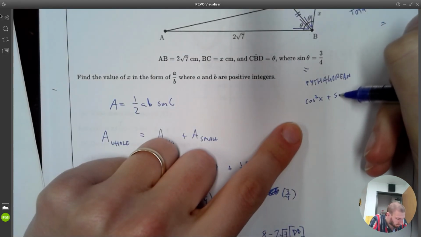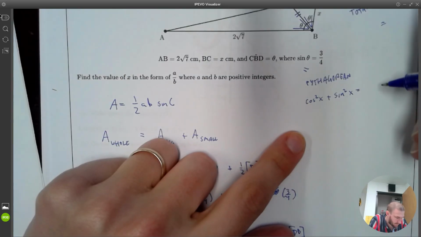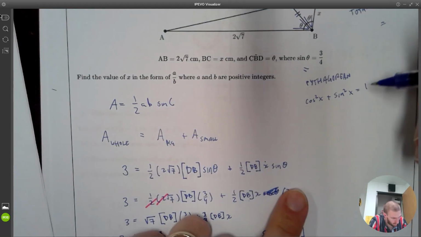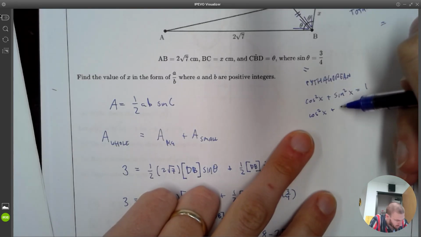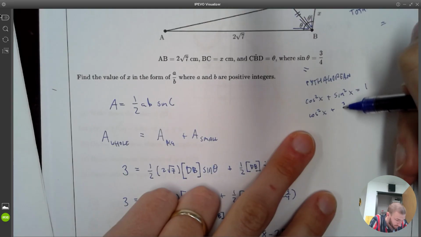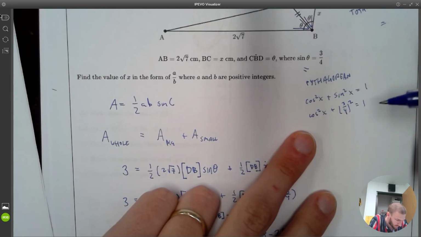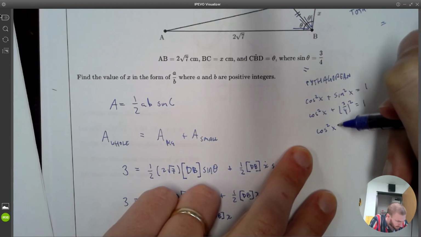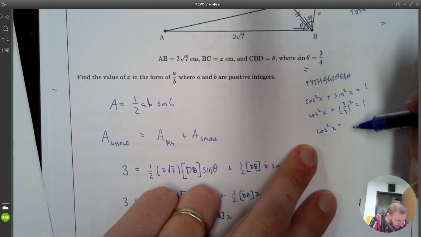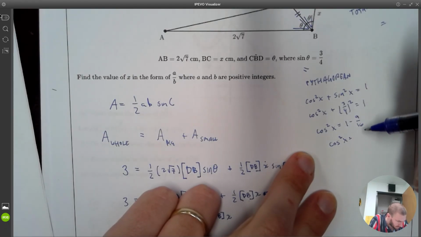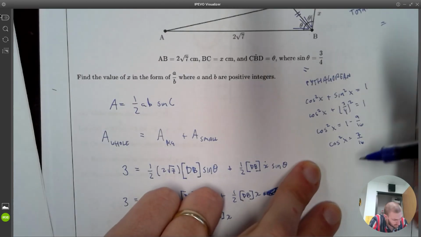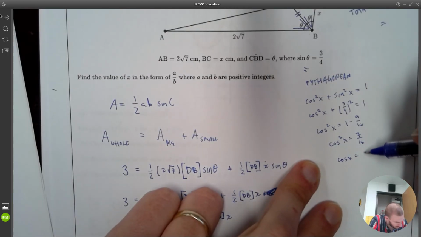Cosine squared plus sine squared is equal to 1. And then that's going to be cosine squared x plus, now sine is 3 over 4, 3 over 4 squared is equal to 1. So cosine squared x is equal to 1 minus 9 over 16. That's cosine squared x is equal to 7 over 16. That means that cosine of x is equal to square root 7 over 4.